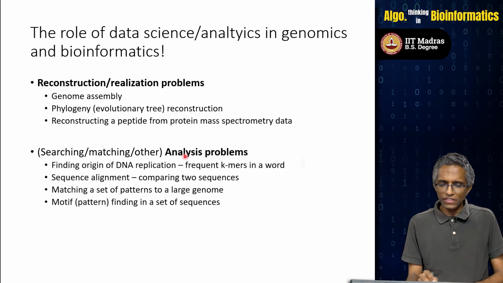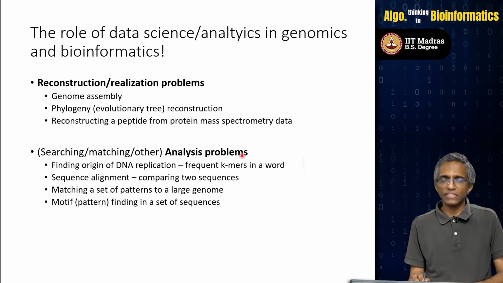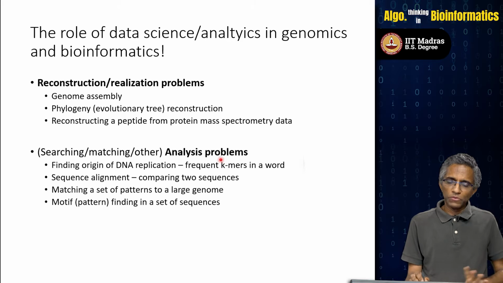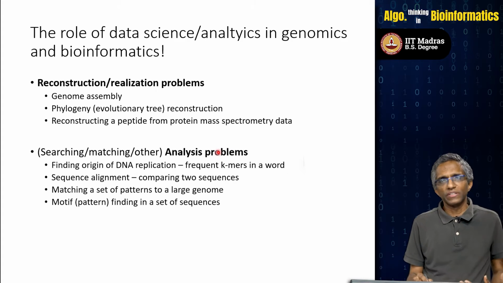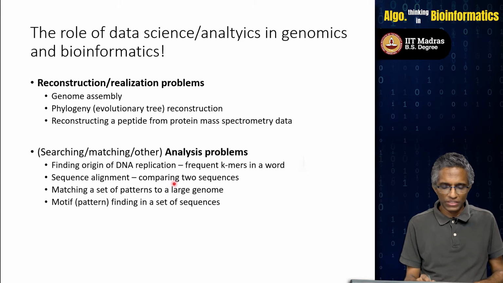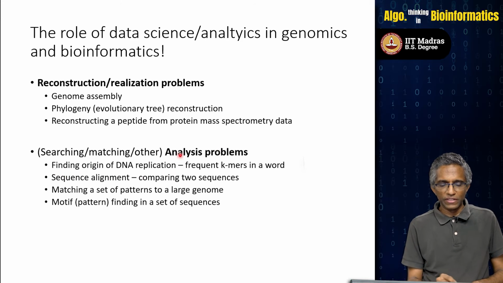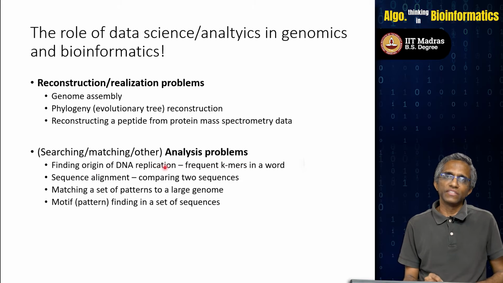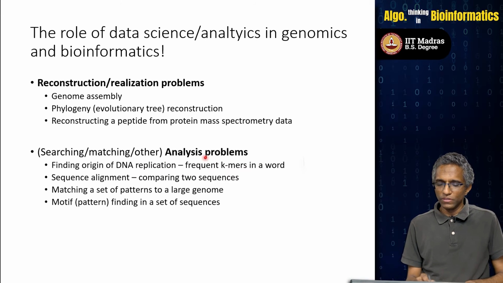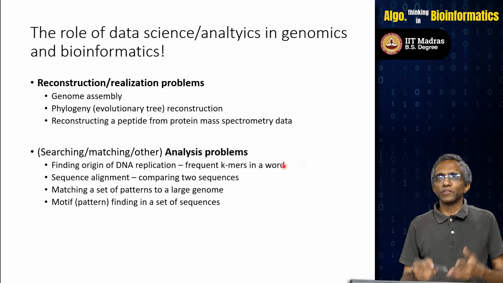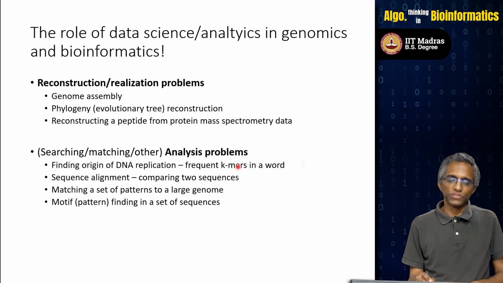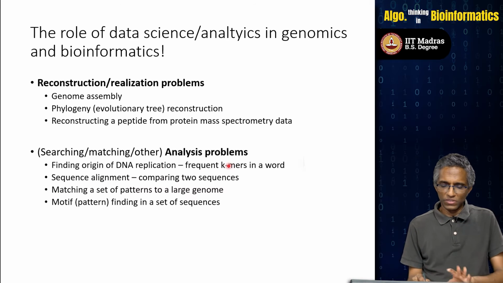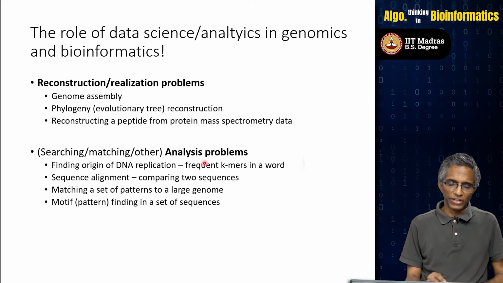The other analysis problems, as computer scientists, like I said, we are more familiar with these. We do not have to worry about reconstructing the object that we want to study. The object is given to us, and then we are asked some properties about the object. For instance, you are given a DNA segment and you want to find the origin of replication in that DNA segment, and there we saw that we could address this using the frequent k-mers in a word problem, where the word is a string representing your DNA, and you are looking for k-mers that occur frequently in this string. In some form that is a searching problem, searching for the most frequent k-mers.